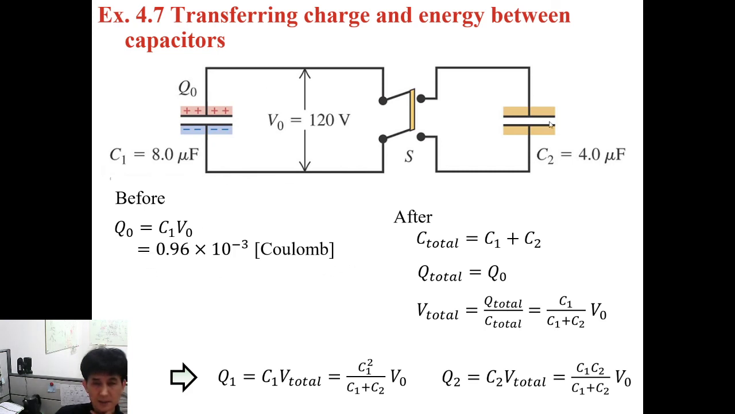Total charge stored in the system is the same before and after switching, and because this is a parallel connection of two capacitors, total capacitance is C1 plus C2, and total charge is the same before and after, so we can calculate voltage as the total charge divided by the total C, and we can calculate the voltage after the switching.